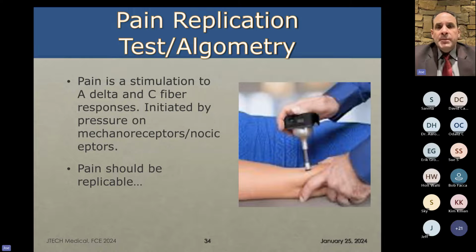So pain is replicable, right? Pain replication. There's a test called algometry, which is also part of the JTEC equipment. There are other ways you can do this without that, or you could even do an isometric lift consistently without pain or with pain. But pain is a stimulation of A delta and C fibers, right? So certain amounts of pressure on mechanoreceptors or nociceptors will reproduce the pain. So pain should be replicable. If they're having pain for no reason, or pain for doing this thing and then not for that, you've got to document that there's inconsistency in that pain reporting.